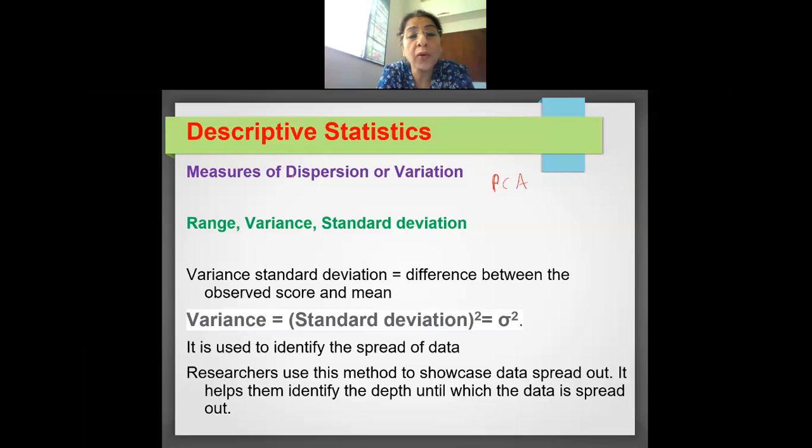Now, how do you calculate the dispersion of the data? You can calculate standard deviation, variance, and range also. Standard deviation squared is variance. So once you know the standard deviation, you can calculate variance also. Range means the minimum and maximum value. What is the minimum and maximum value of your data? And how do you calculate standard deviation?